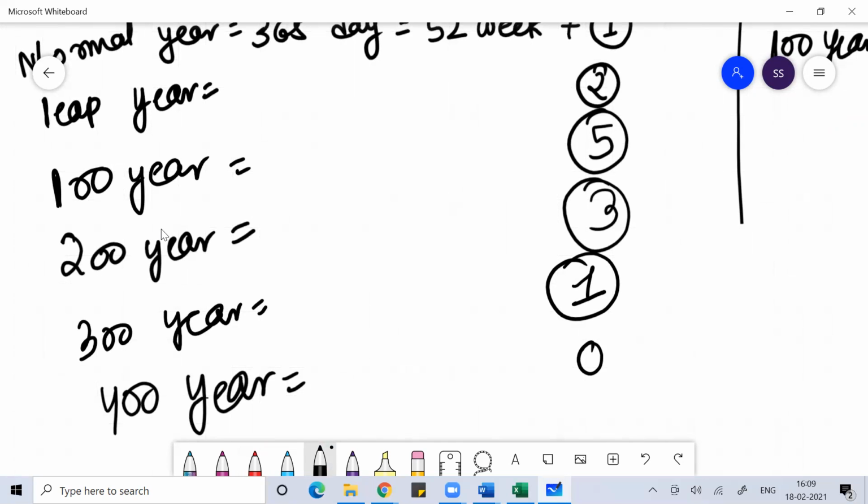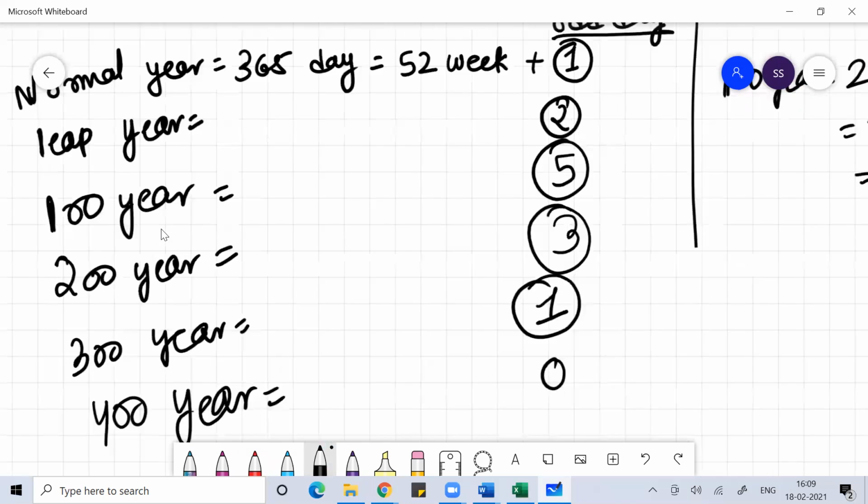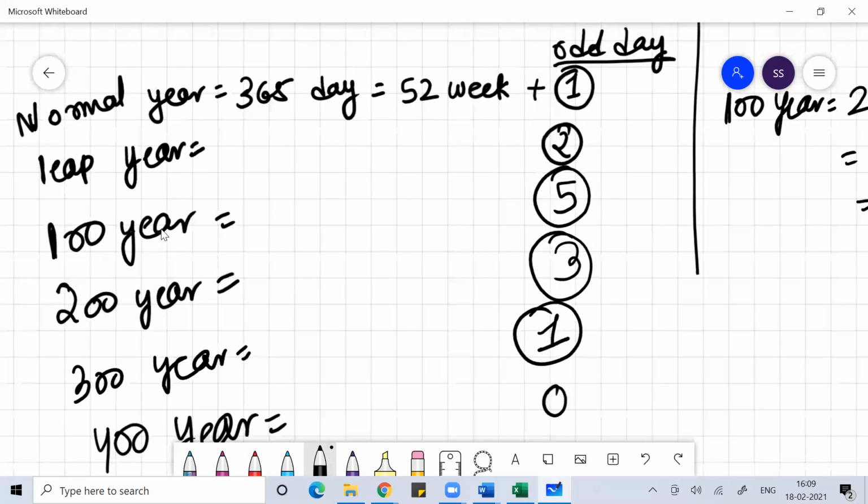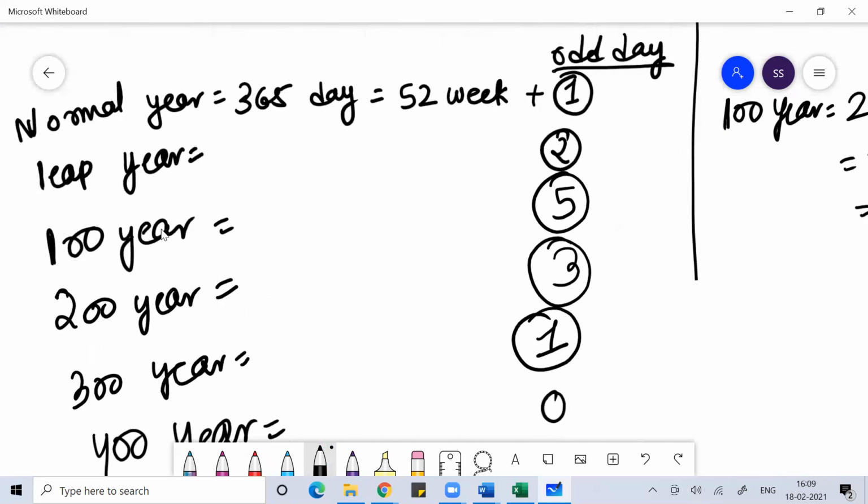So this part you have to remember. A normal year gives 1 day extra, a leap year gives 2 days extra. In case of 100 years, you have 5 days extra. In case of 200 years, you have 3 days extra. In case of 300 years, you have 1 day extra. In case of 400 years, you have 0 days extra. You have to remember this concept, as it will be helpful for you to solve the problems.